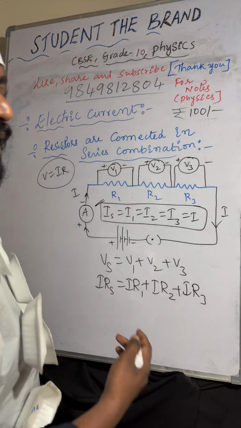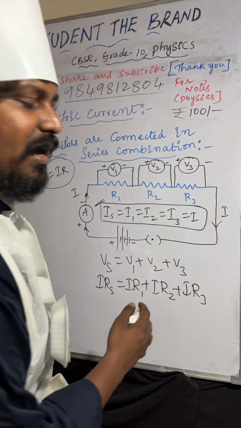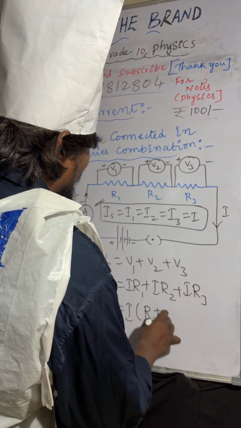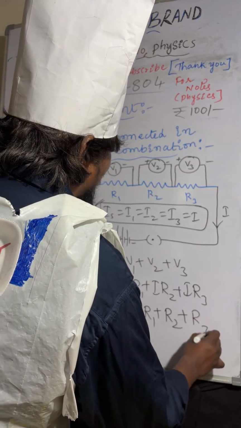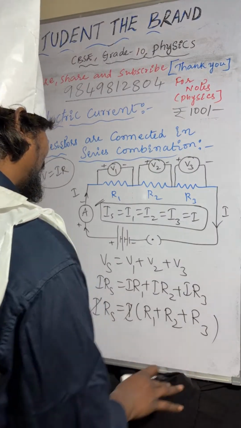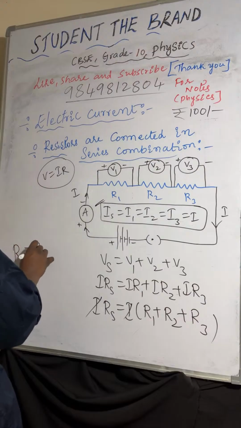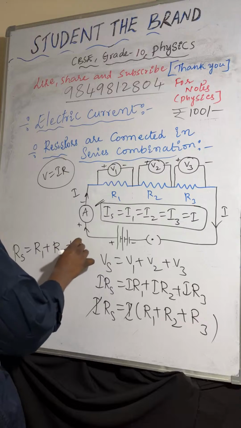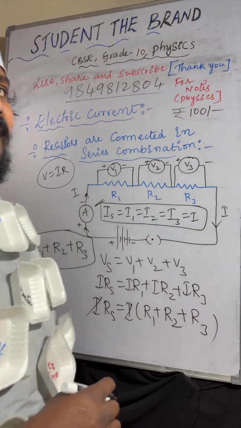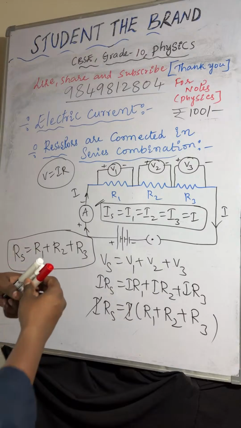Now I can take I common. I common, you can cancel it. The remaining value: Rs equals R1 plus R2 plus R3. This is for resistors connected in series combination.